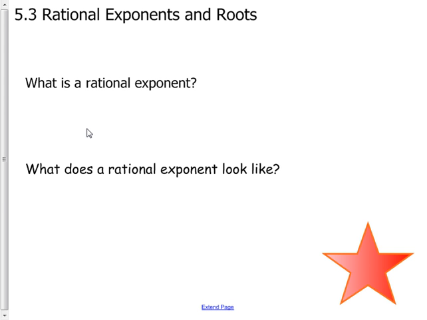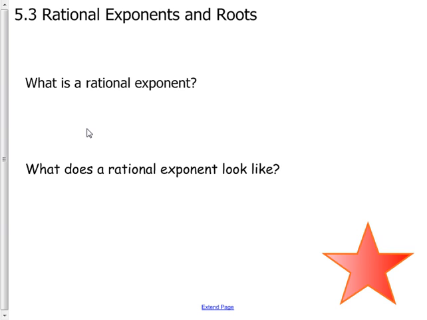All right, so here we go. Rational exponents. What is a rational exponent? Well, you got to know what the word rational means. A rational number is a number that can be written as a fraction. All right, so what is a rational exponent? It's an exponent that can be written as a fraction.